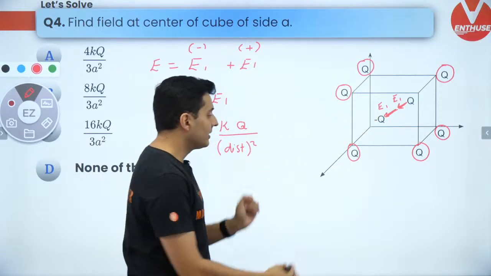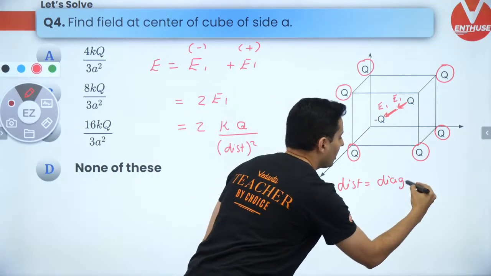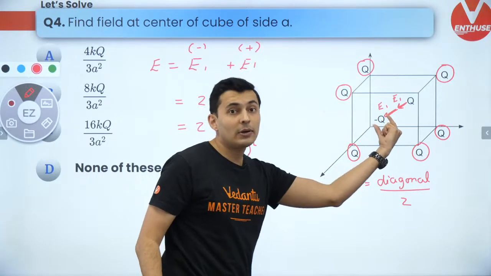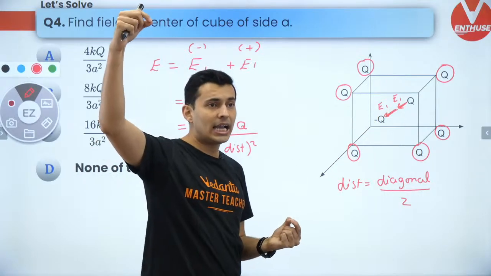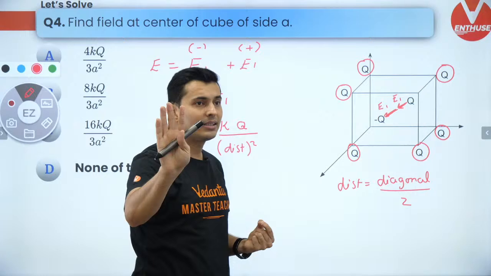So this distance is going to be the diagonal length divided by 2, because the distance from the center of the cube to any one of the corners will be the length of the diagonal divided by 2. Correct, guys? I hope this is clear.